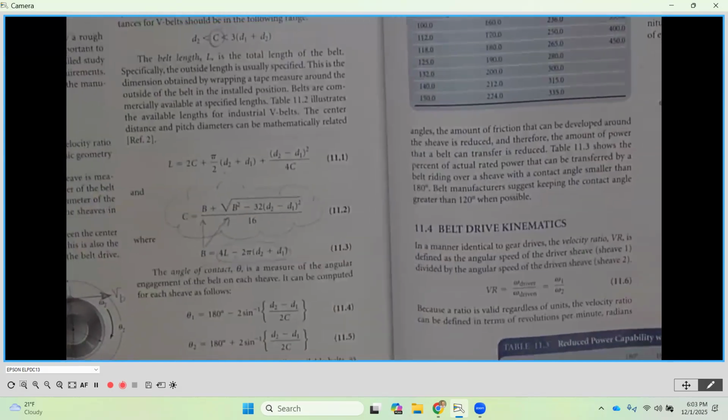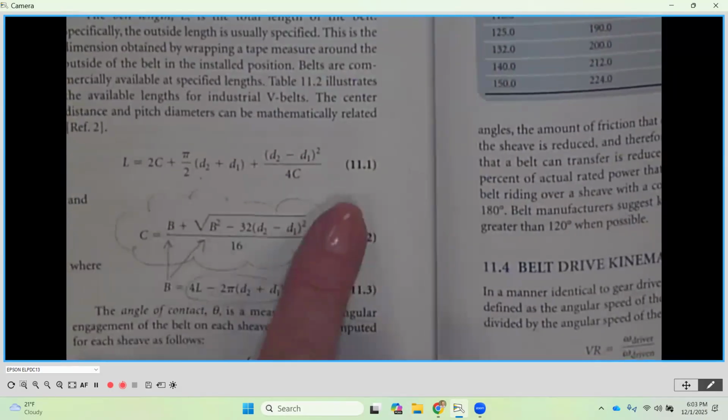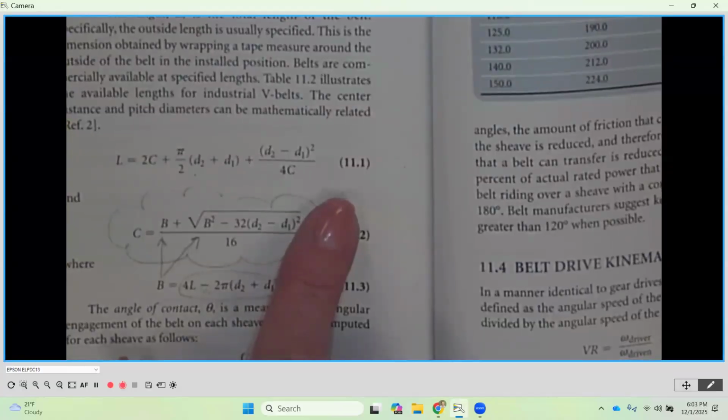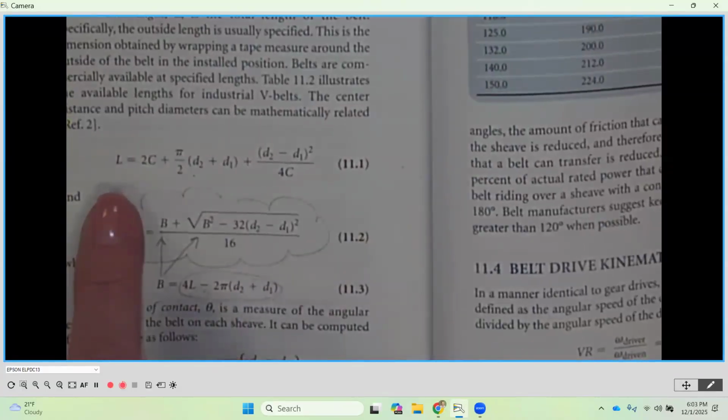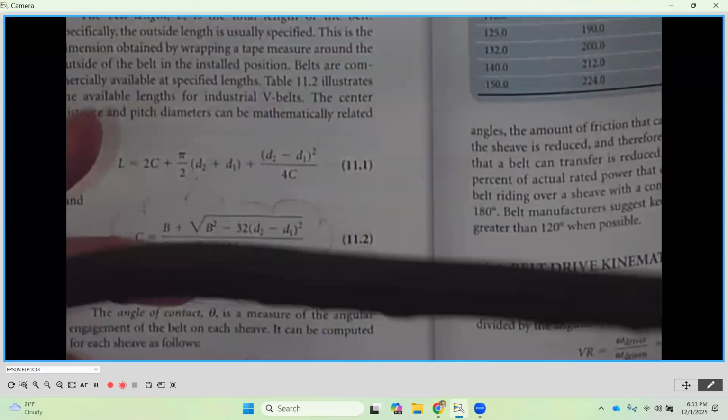Now, to calculate the belt length, okay, we are going to be using equation 11.1. Okay, so capital L is our belt length, and that's the perimeter distance around. So if I would take a tape measure and measure the distance around, that is going to be my belt length. Okay, not just a distance across, it's all the way around. Okay, that's going to be my belt length.